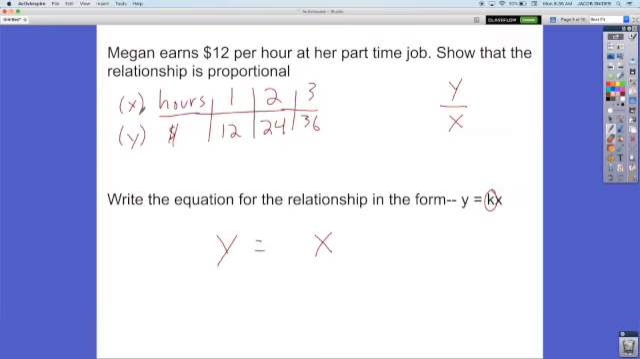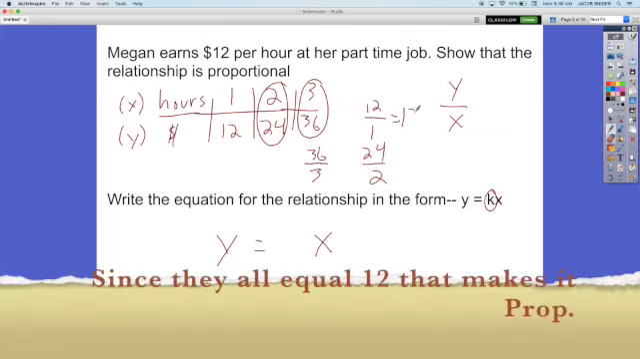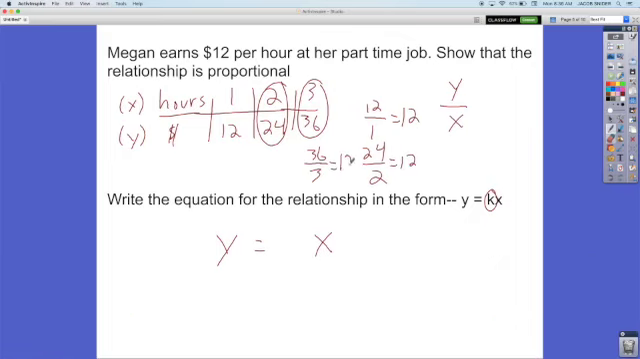I would just take 12 and put it over the x, which is 1. Or I could pick this one here, and I would put 24 over 2. Or I could pick this one and put 36 over 3. When I do that, they all simplify to what? 12 over 1 simplifies to 12, 24 over 2 simplifies to 12, 36 over 3 simplifies to 12.